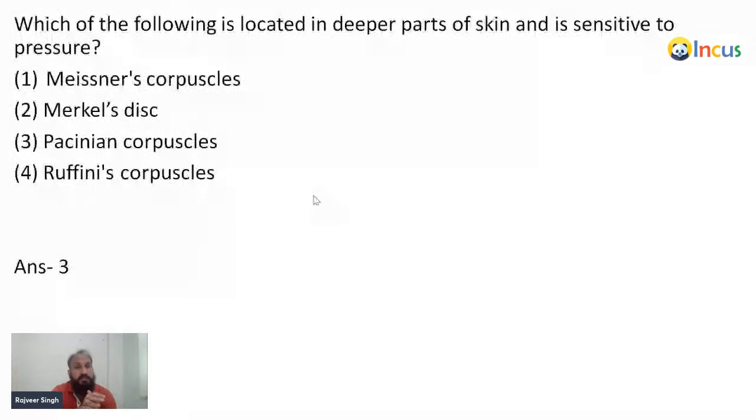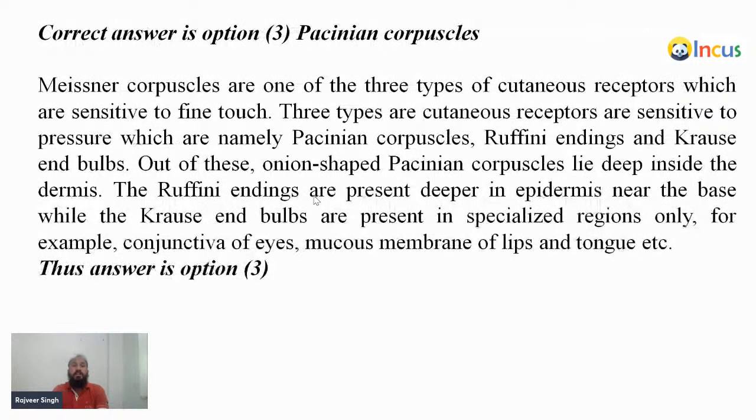Next question is, which of the following is located in a deeper part of the skin and is sensitive to pressure? Meissner's corpuscles, Merkel disc, fascial corpuscles, Ruffini corpuscles. The answer will be third, fascial corpuscles. Because here the Meissner's corpuscles are one of the three types of cutaneous receptors which are sensitive to fine touch. Three types of cutaneous receptors are sensitive to pressure, which are namely fascial corpuscles, Ruffini ending, and Krause end bulbs.